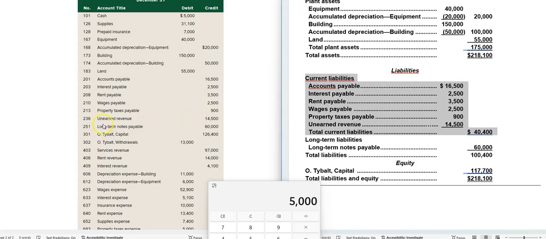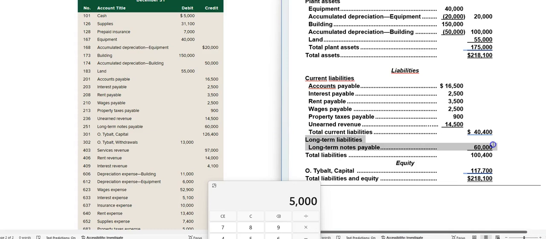We do have one liability here in the adjusted trial balance that has told us that it's long-term. This note payable does not have to be paid within the next year. It has to be paid sometime beyond the next year. So we're going to break that out separately from those liabilities that are due within the next year.